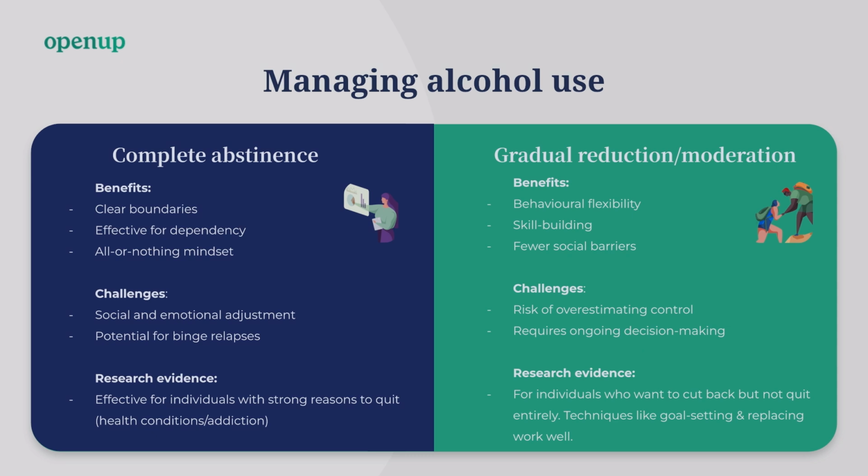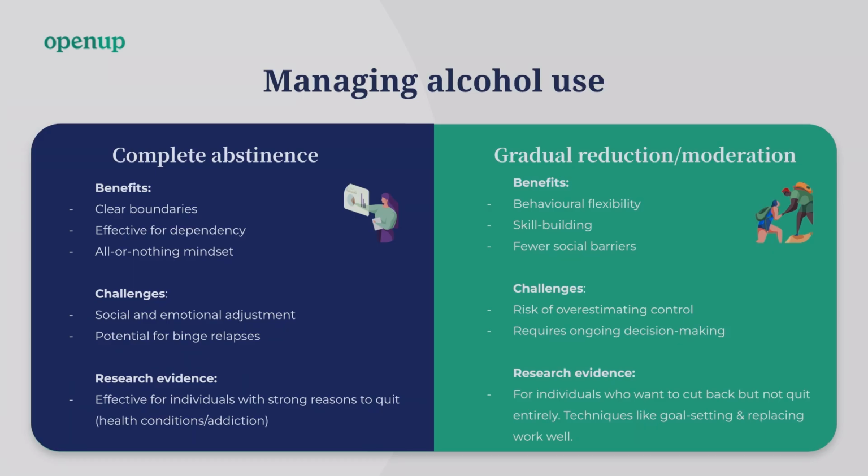You can benefit from complete abstinence, so basically not drinking alcohol at all. It creates clear boundaries for yourself and others, and it's really effective at creating a dependency on yourself instead of others to drink. It's also an all-or-nothing mindset, which is good. It's black and white, but at the same time it's really tough, because social engagement and emotional adjustment is a challenge, since you are probably drinking alcohol with friends or family. And therefore you limit yourself from drinking with other people, and then eventually you might binge drink. And that is a way worse thing to do than drinking fewer drinks multiple times. One time a lot of drinks is way worse than a few drinks several times. Research is really clear about this strategy. It's really effective for those who have strong reasons to quit, and most often these are health conditions.